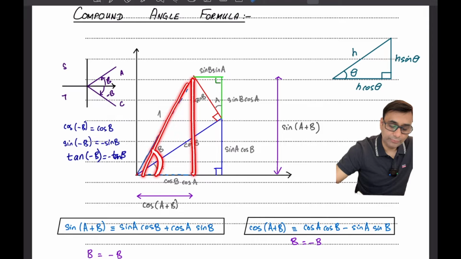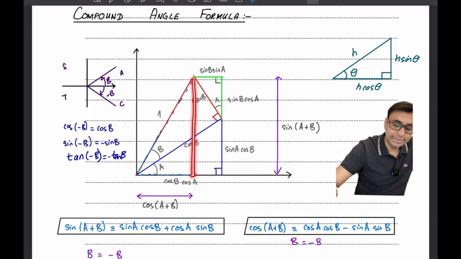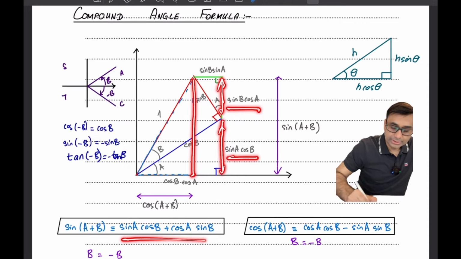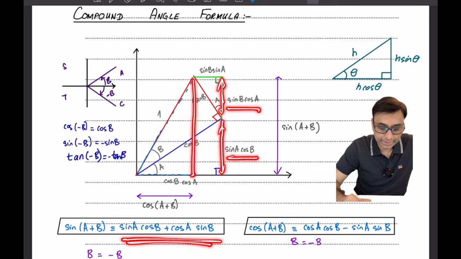So sine of a plus b would be this upon 1, or in simple words, that's just this length, which is the sum of this length and this length. So I can say that sine of a plus b must be equal to sine a cos b plus cos a sine b. This is one of the compound angle formulas, which tells me that sine a plus b is equal to sine a cos b plus cos a sine b.